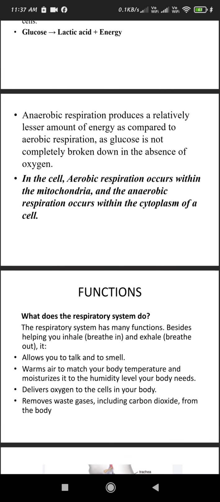Now what is the function of the respiratory system? Simple. The first function is breathing, that it helps you to breathe in and breathe out. Second, it allows you to talk and to smell. Third, it warms air to match your body temperature and moisturizes it to the humidity level your body needs. Fourth, it delivers oxygen to the cells in your body. Fifth, it removes waste gases including carbon dioxide from the body.